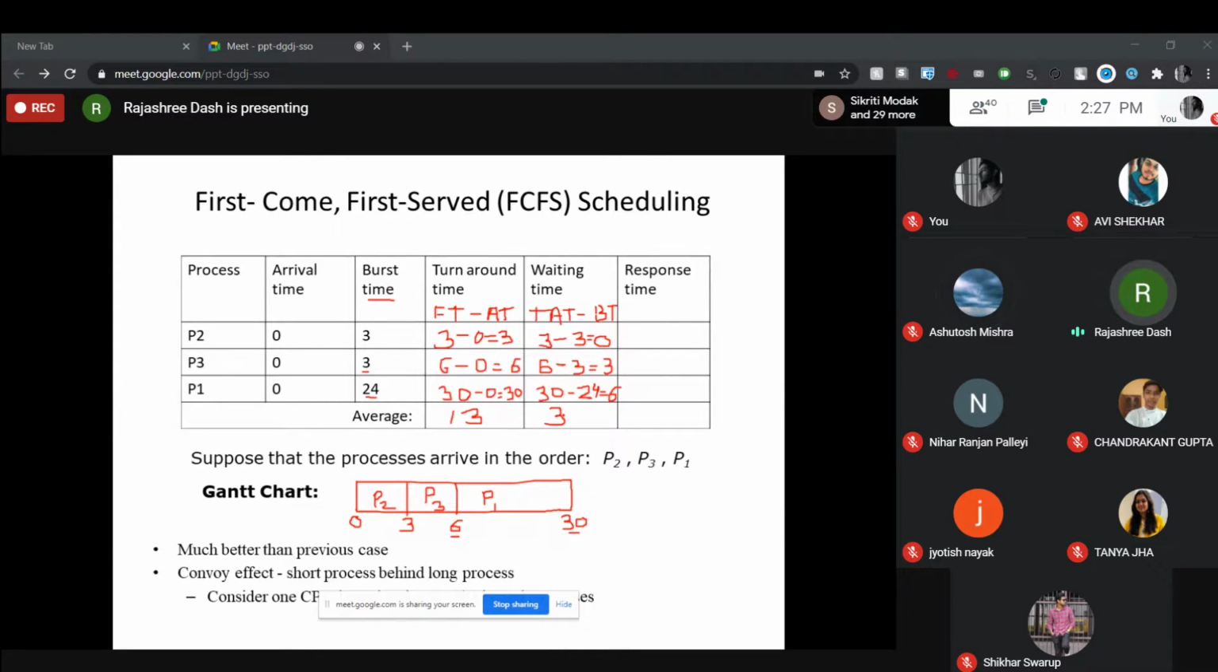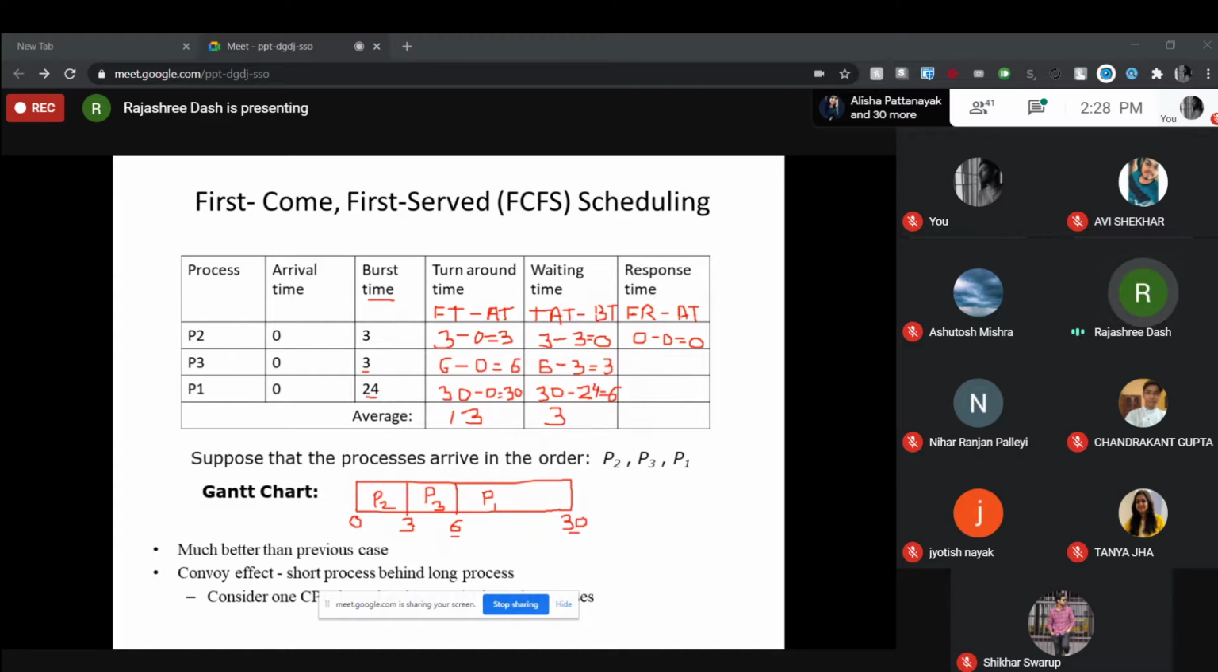Now let's find out the response time. The formula to find the response time is first response minus the arrival time. So the first time P2 is allocated to the CPU, what is the first response for P2? First time it is allocated to the CPU at time 0. So first response is 0 minus arrival time 0. So the response time is also 0.